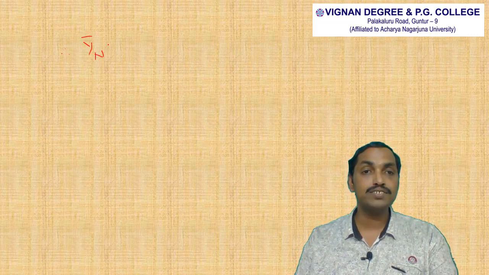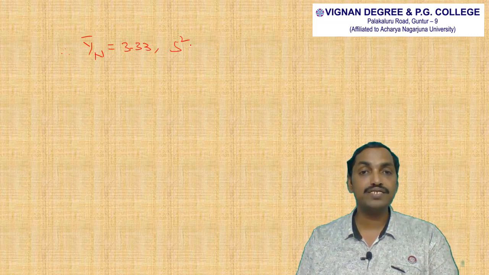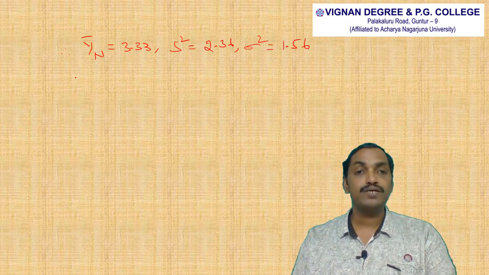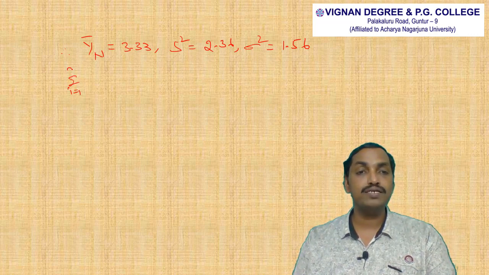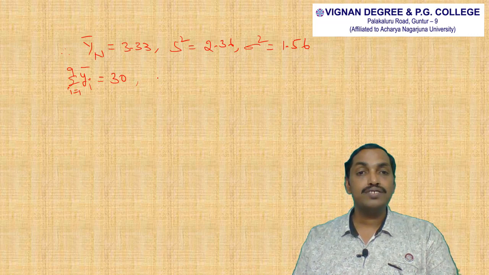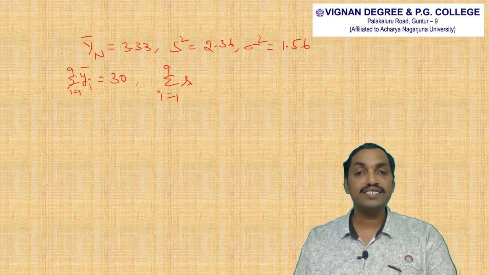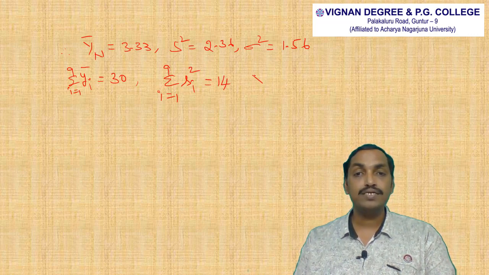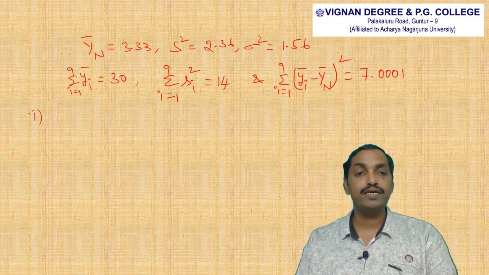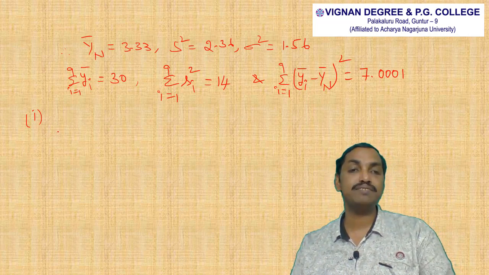So therefore, till now we got capital Yn bar is equal to 3.33, capital S square is equal to 2.36, sigma square is equal to 1.56, and summation i is equal to 1 to 9, yi bar is equal to 30, summation i is equal to 1 to 9, si square value is equal to 14, and summation i is equal to 1 to 9, yi bar minus capital Yn bar whole square is equal to 7.0001.